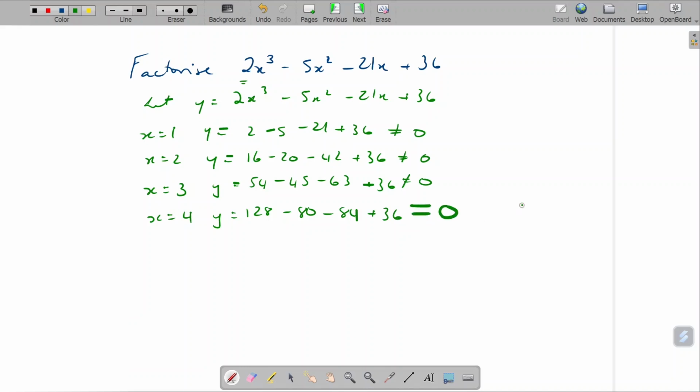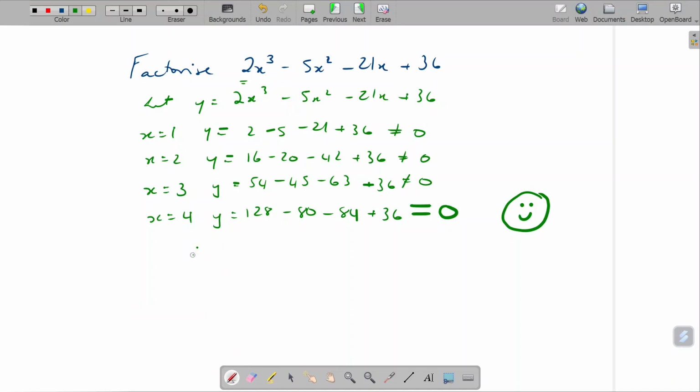And so that is telling me that I now have a solution, a root, an x-cut. So what I now know is, therefore, x minus 4 is a factor.